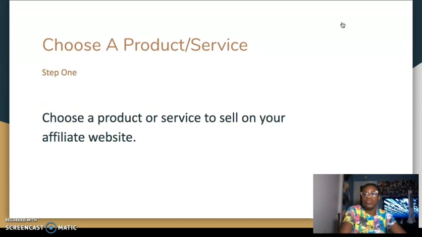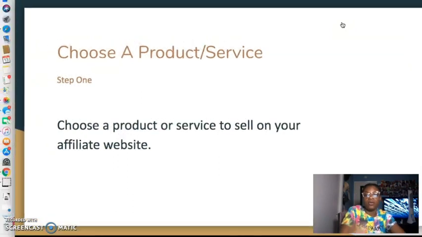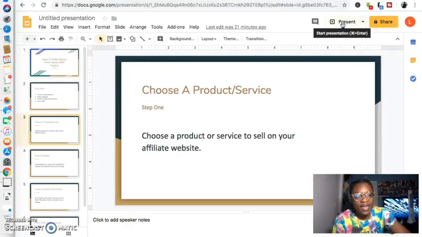Okay, so first we're gonna choose a product or service to sell on an affiliate website that we're about to build. And so if you have a passion, like you like to teach things, maybe you could write a book, an ebook, and sell it on your website. Or you could sell a course on your website, or you could sell a consultation with you on your website, or something like that. Let's say you don't have anything to sell.